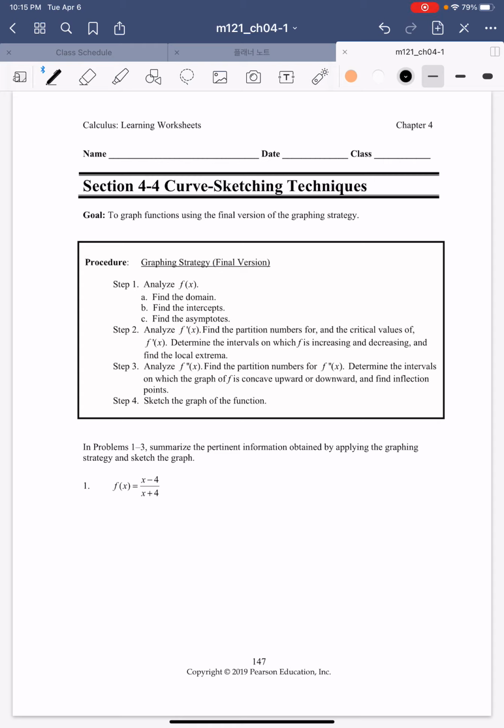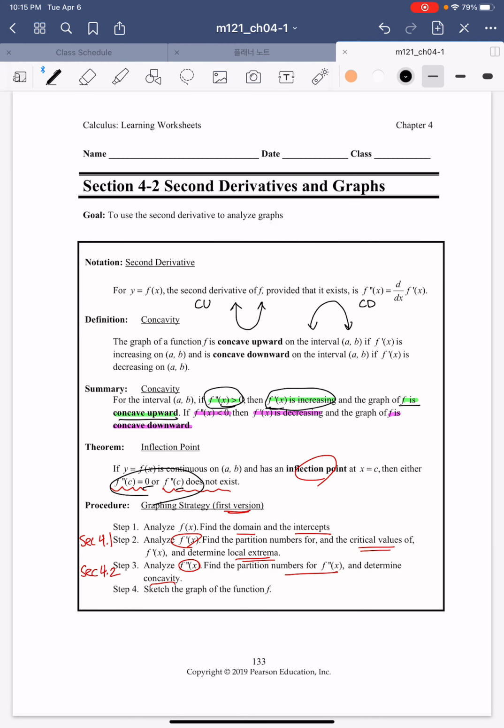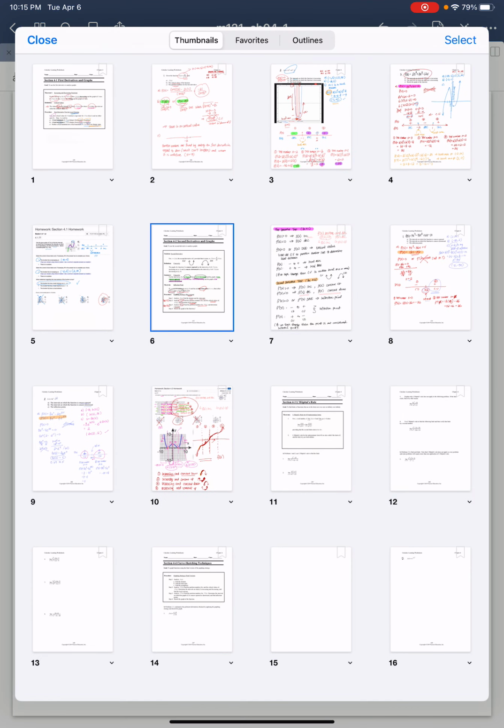In this video, we are going to go over section 4.4, curve sketching techniques. So in this section, we finally have enough information to graph a function using the final version of the graphing strategy. If you look at the section 4.2 version, this was the first draft. The graphing strategy first draft has the function, the first derivative, and the second derivative. Now take a look at our final version.